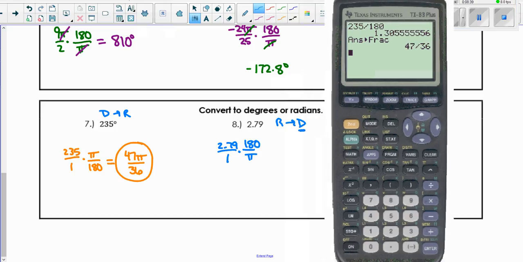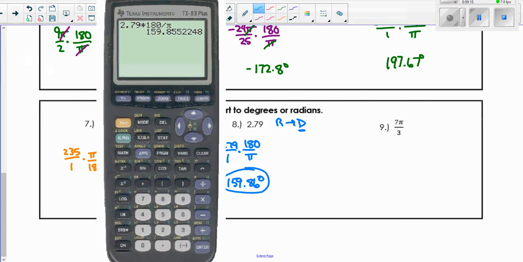Okay, so let's see. Remember, when I'm in degrees, the decimal's okay. So I'm going to say 2.79 times 180 divided by pi, and I get 159.86 degrees. Remember, this is in degrees. So you just got to pay attention to what answer we want. If it's in radians, we want a fraction like this one with pi in the answer because it's exact. And then when it's in degrees, we want a decimal, and we want the degree symbol.